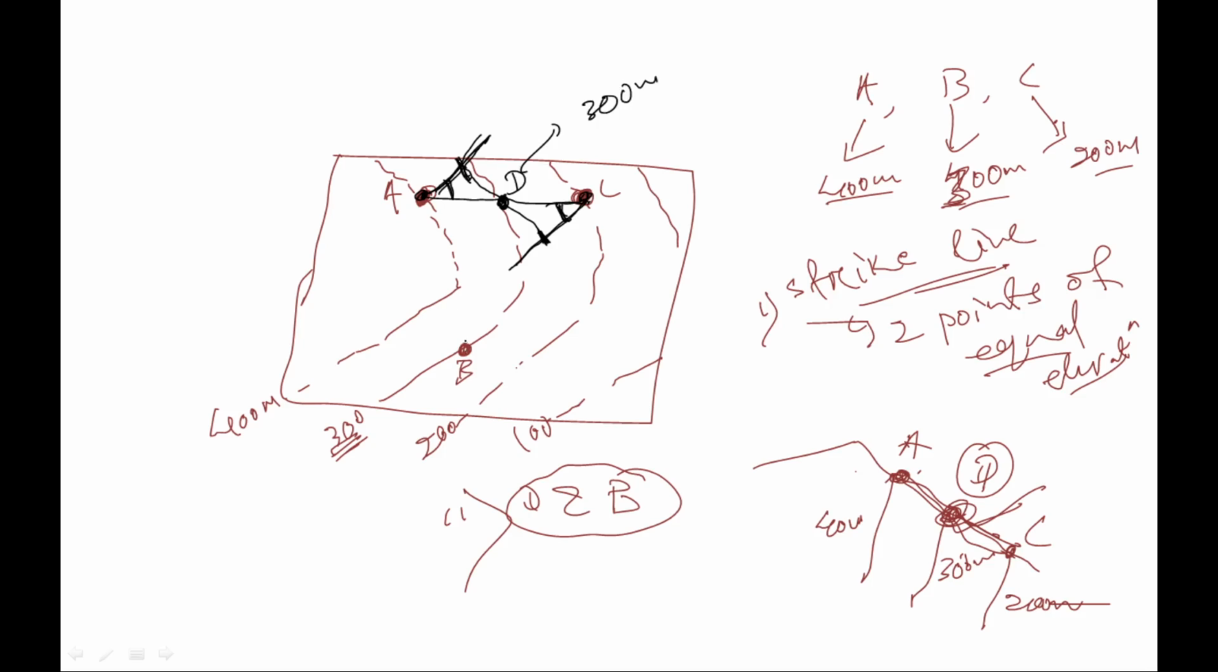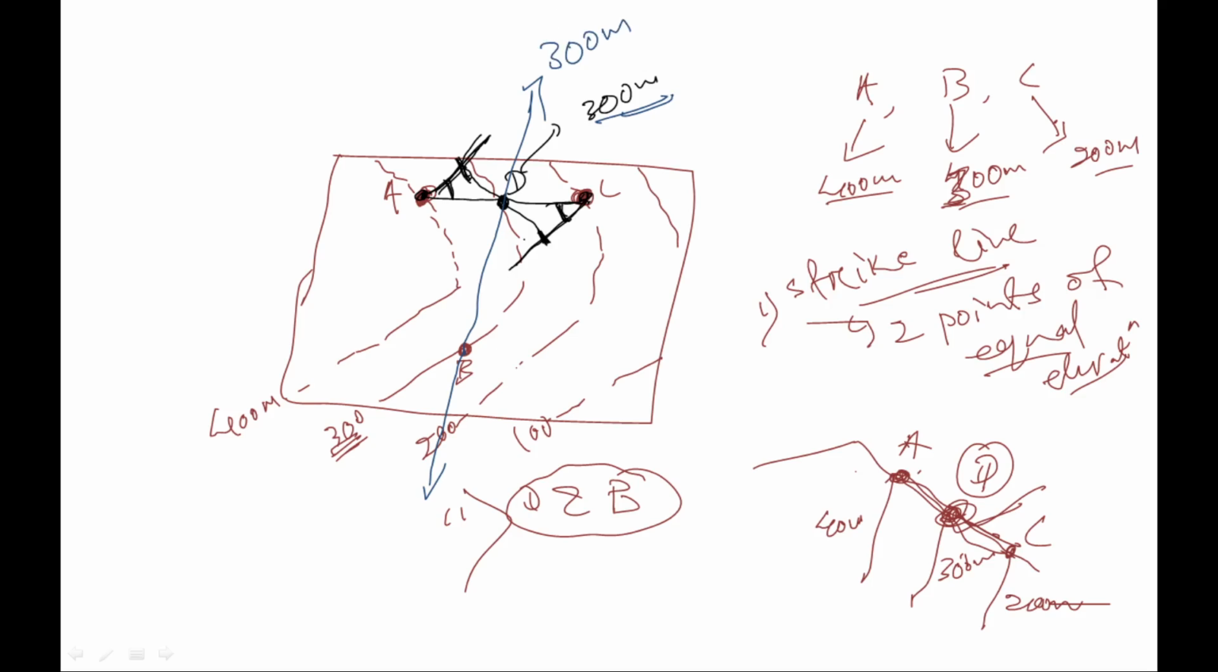Then you have to join D and B. This strike line will be a strike line because it is joining two points of equal elevation, that is 300 meter. This strike line will have 300 meter value.